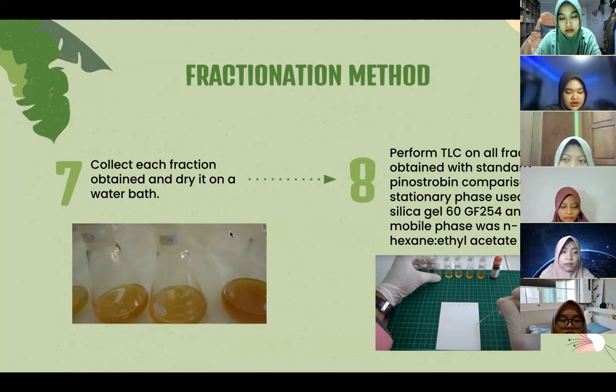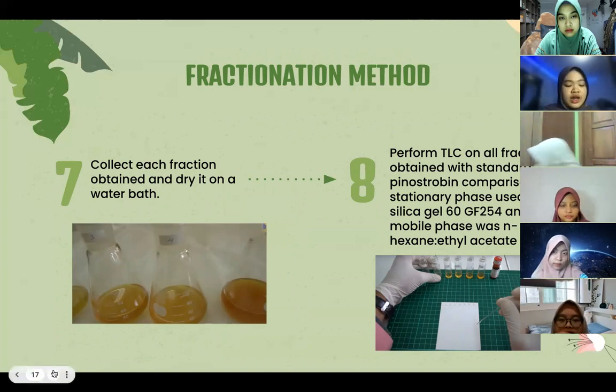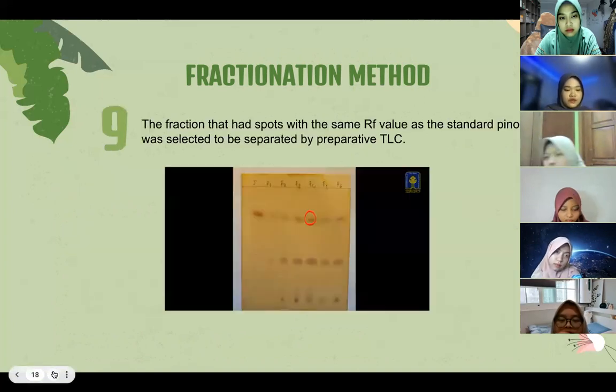The stationary phase used was silica gel 60 GF 254, and the mobile phase was n-hexane with ethyl acetate with the 4:1 ratio. And for number 9, the fraction that had a spot with the same Rf value as the standard pinostrobin was selected to be separated by preparative TLC. Next will be presented by the next speaker.